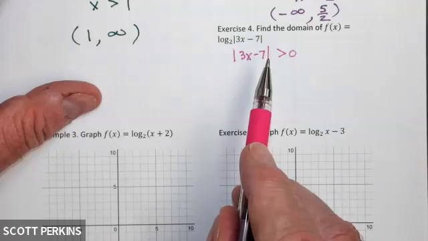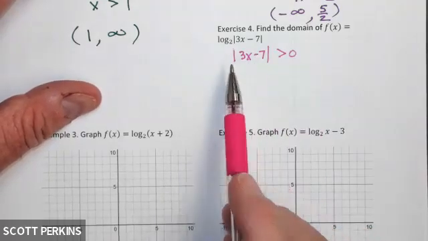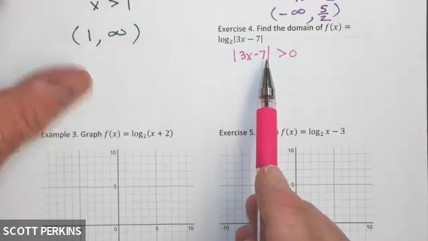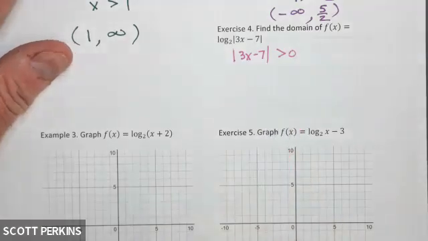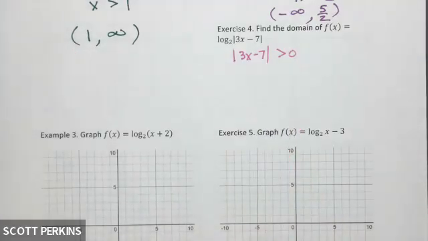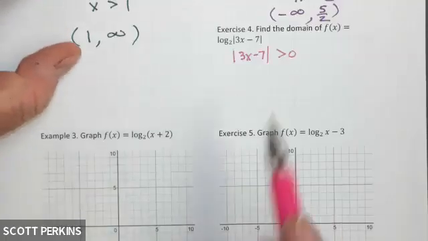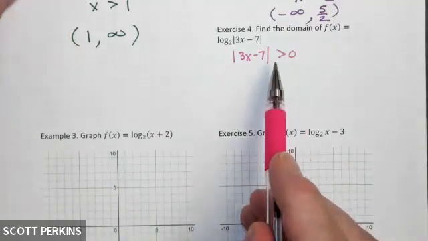Always positive, right? So in general, when I take the absolute value of 3x minus 7, I'm almost always going to get something bigger than 0. There's only one value that I have to be careful of here. Can I have it equal to 0?